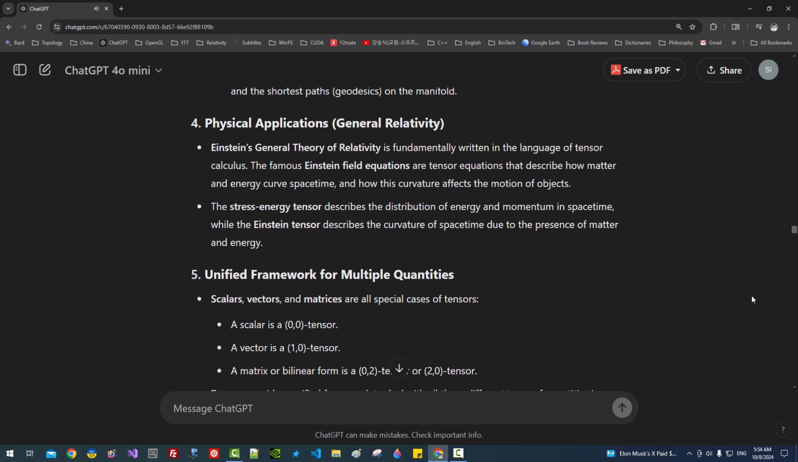4. Physical applications: general relativity. Einstein's general theory of relativity is fundamentally written in the language of tensor calculus. The famous Einstein field equations are tensor equations that describe how matter and energy curve spacetime, and how this curvature affects the motion of objects. The stress-energy tensor describes the distribution of energy and momentum in spacetime, while the Einstein tensor describes the curvature of spacetime due to the presence of matter and energy.